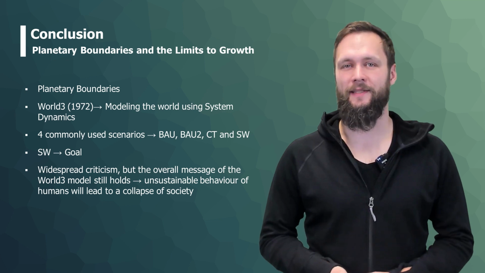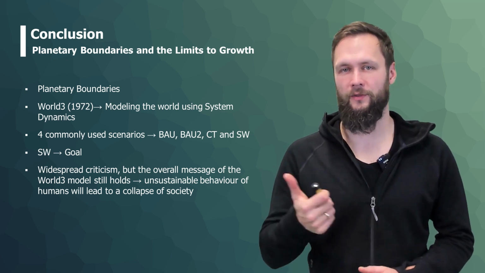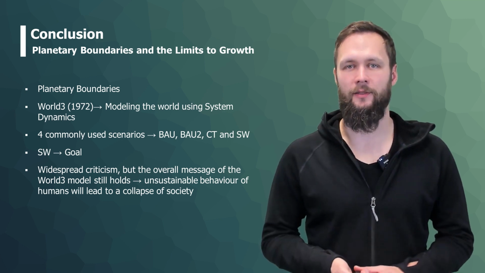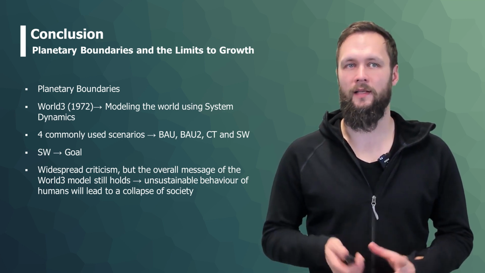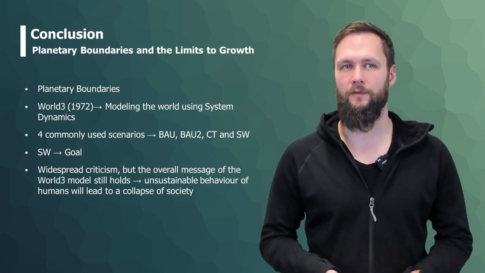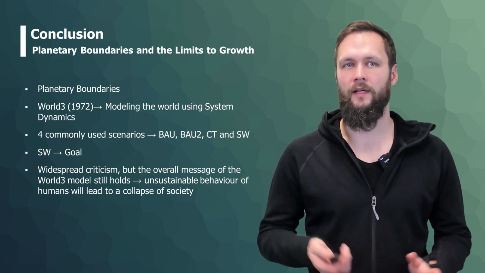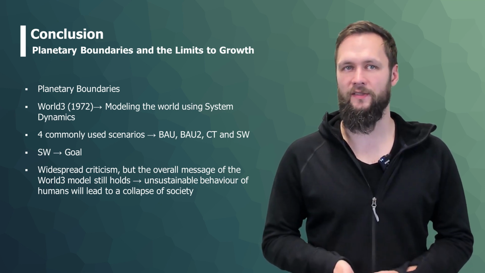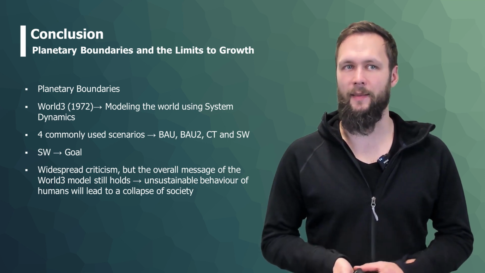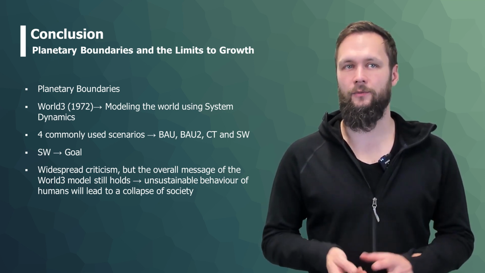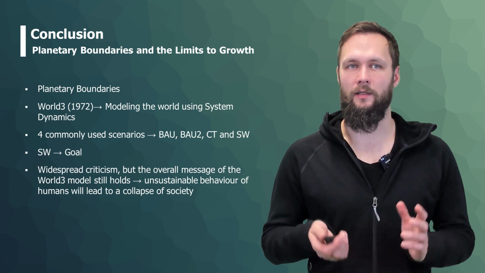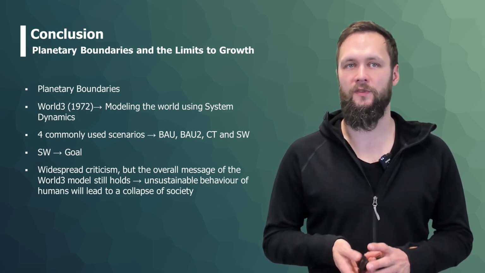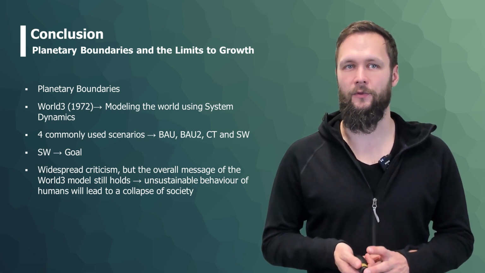So what's the take-home message of today's lecture? We first briefly talked about planetary boundaries, but for most of the lecture we've been concerned with the World3 model that was published in 1972 as part of the book The Limits to Growth. And the World3 model is built using system dynamics, and the mathematical equations governing the model are written in Dynamo. And the most precious outputs from the World3 model are 4 commonly used scenarios that allow us certain predictions of the future.